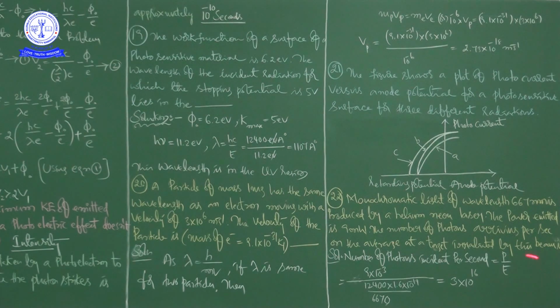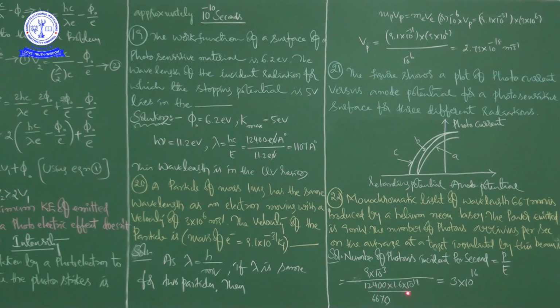Okay, right. The formula for number of photons incident per second is equal to P by E, power by energy. Power is already given as 9 milliwatts, so we write 9 into 10 to the power of minus 3 watts, because watt is the SI unit, divided by energy. Energy means hc by lambda, that is h nu or hc by lambda.